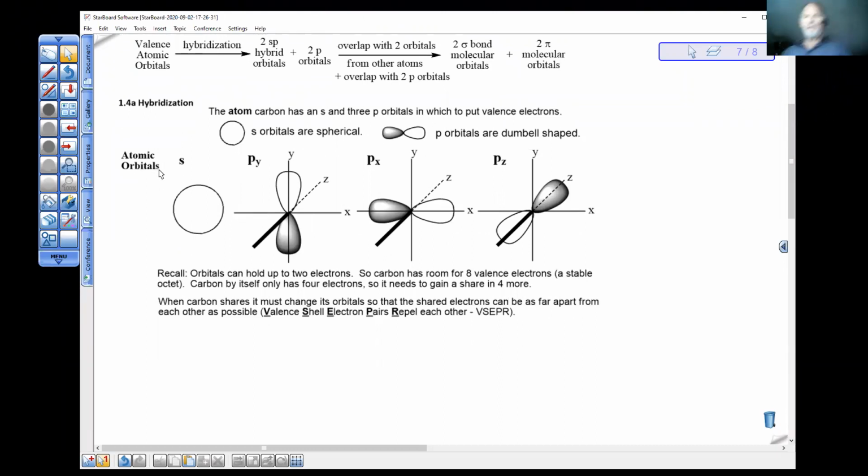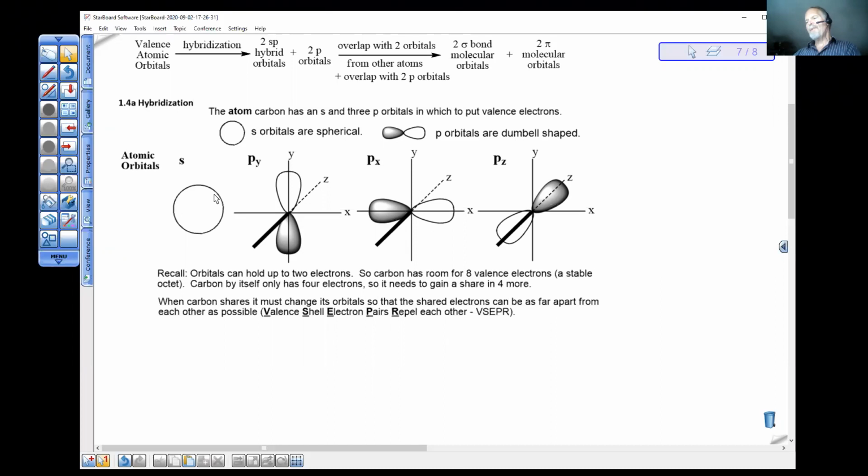Atoms, especially carbon, in the second row, have the 2s orbital available at the valence level, and they have the 2p orbitals available at the valence level. Remember, valence is the highest energy level that an atom has. And that's what we use for bonding and for putting lone pairs in. So carbon's in the second row. It has a 2s orbital with a spherical shape.